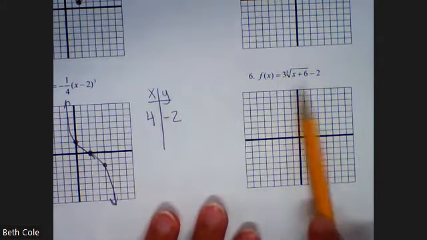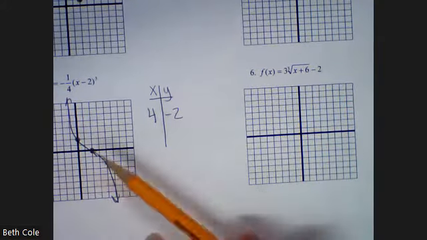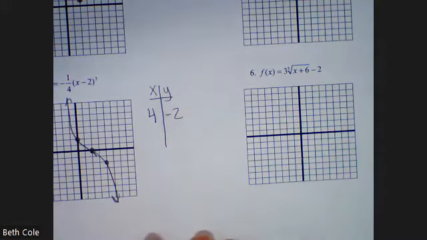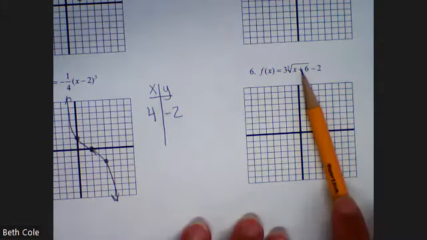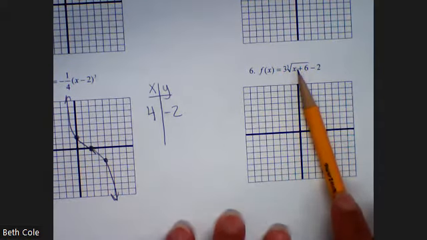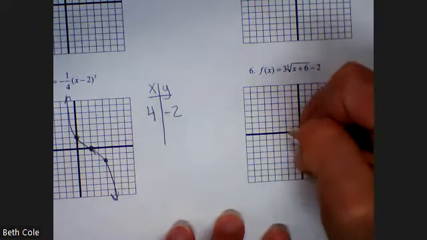All right, what is this parent function? Cube root. It's going to look like this one, except sideways. How did it get shifted? Left 6, good. Down 2. All right, go left 6, down 2.